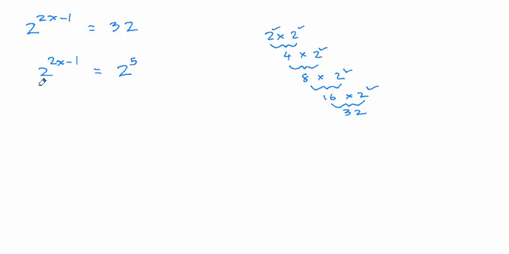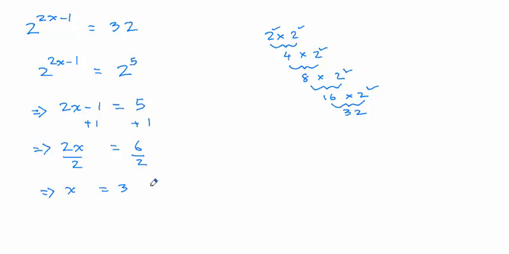They're on the same base. Therefore we can safely say that 2x minus 1 is equal to 5. Add 1 to both sides. We have 2x is equal to 6. Divide both sides by 2. x is equal to 3. 3 is the only number that could fit in. 2 times 3 is 6. 6 minus 1 is 5. 2 raised to the 5th is 32.